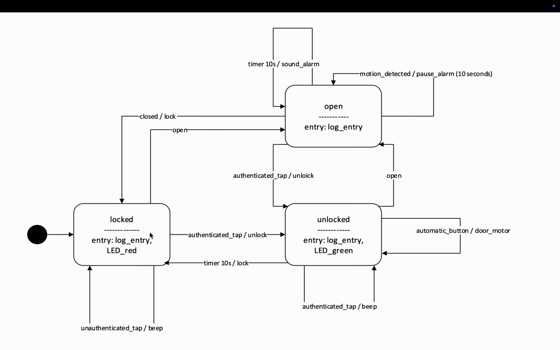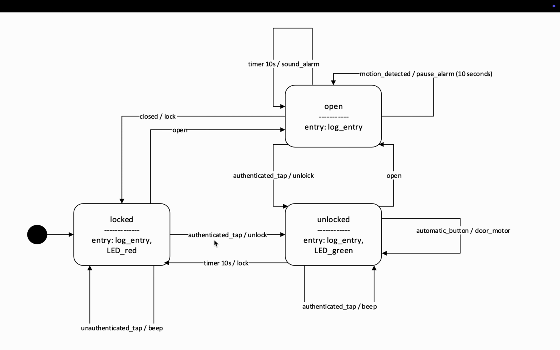From here, there are only a couple things that we can possibly do. One is we can detect that the door has been opened with a sensor. So this would be a sensor input here. Two is we can get an authorized or an authenticated tap action from a user. And three is that we can get a tap action that is for some reason not authenticated.